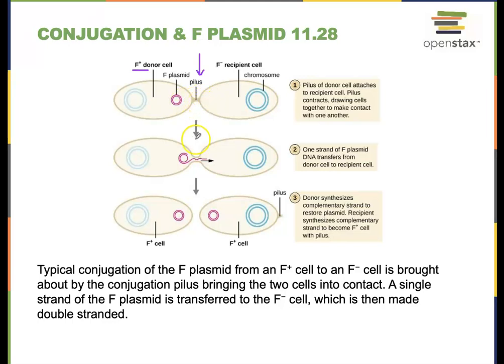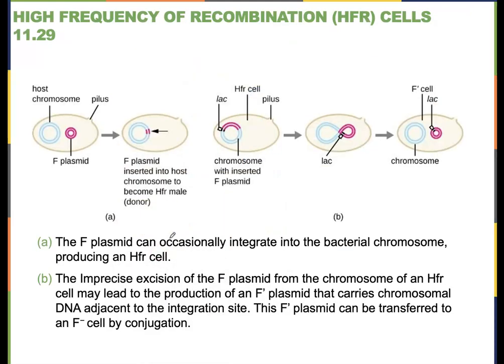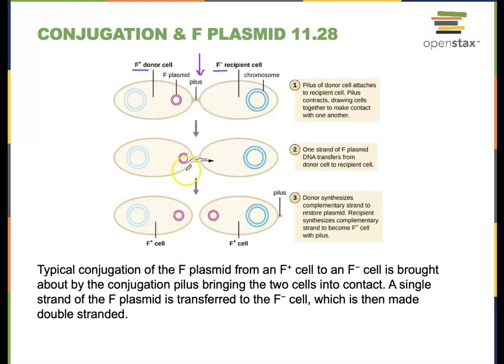And when you make that bridge, the F plasmid can copy itself and put a copy into the second cell. The second cell without the F plasmid is called an F minus. It doesn't have the F plasmid. But after conjugation, we have 2 F positive cells. This cell copied the plasmid, so it didn't give away its plasmid. It copied it. It gave a copy to this F minus cell.